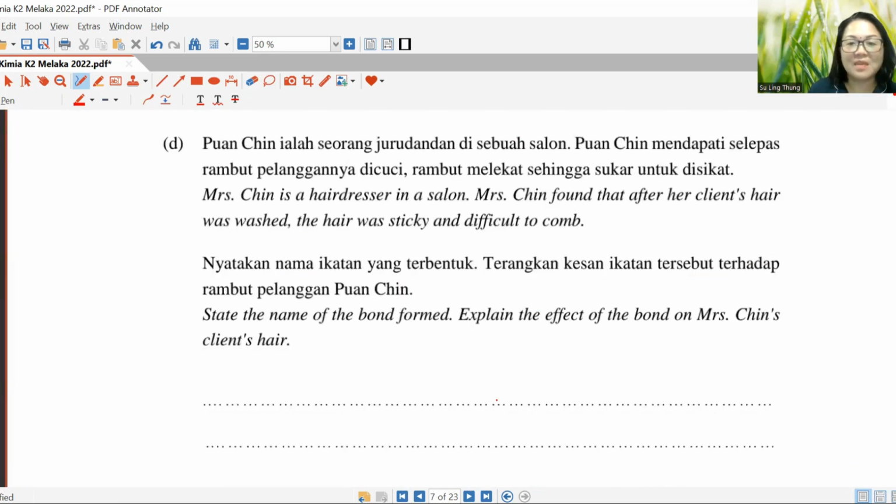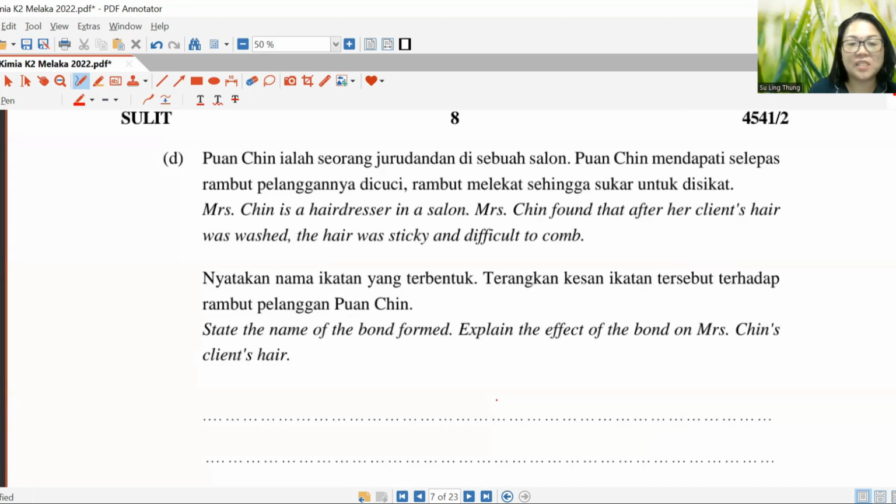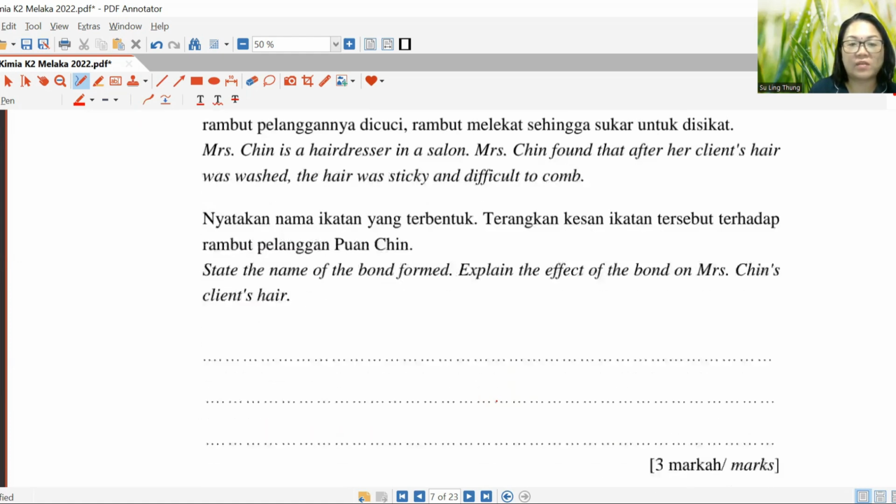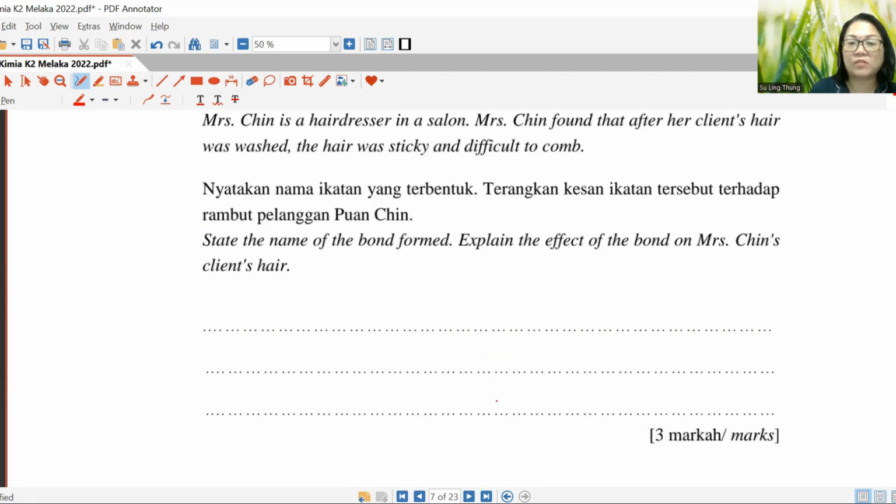Now, D. Mrs. Chin is a hairdresser in a salon. Mrs. Chin found that after her client's hair was washed, the hair was sticky and difficult to comb. State the name of the bond formed. The moment you see hair sticky, or paper when wet sticking to a surface, these are all hydrogen bonds. Don't think too far. You've got only 2 situations. This is also given in your textbook.